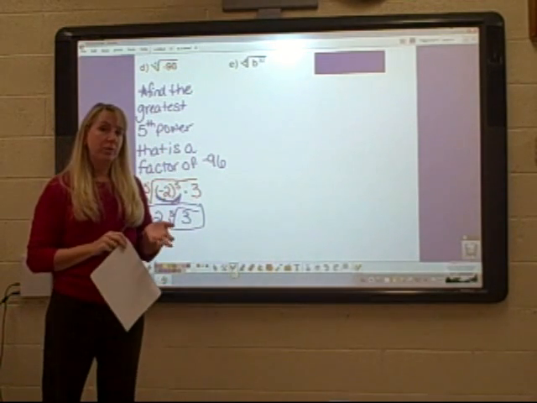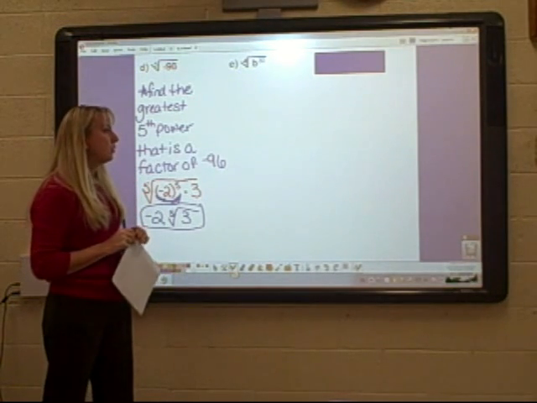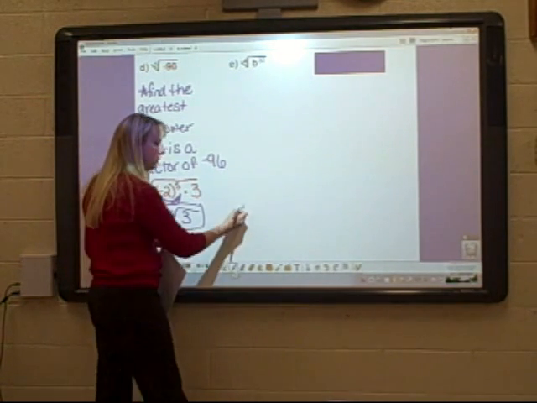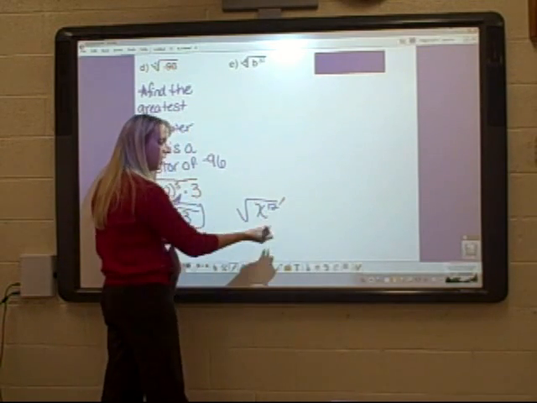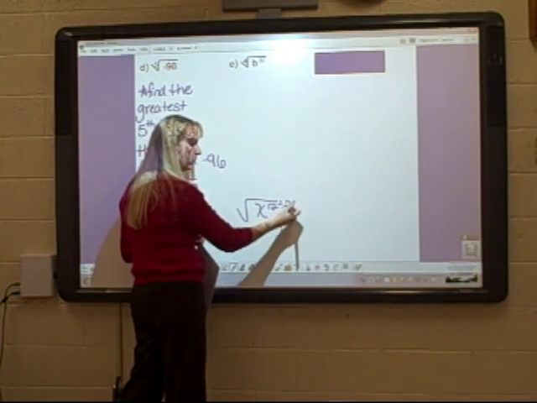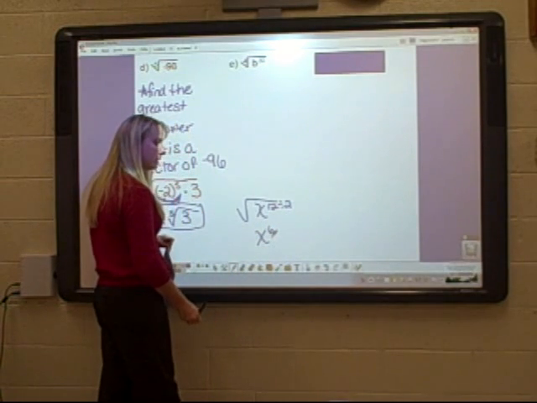We need to throw in our variables with our exponents. Well, before, we were working with the square root of x to the 12th. And all we did was divide it by 2, or cut it in half, and the square root of x to the 12th is x to the 6th.